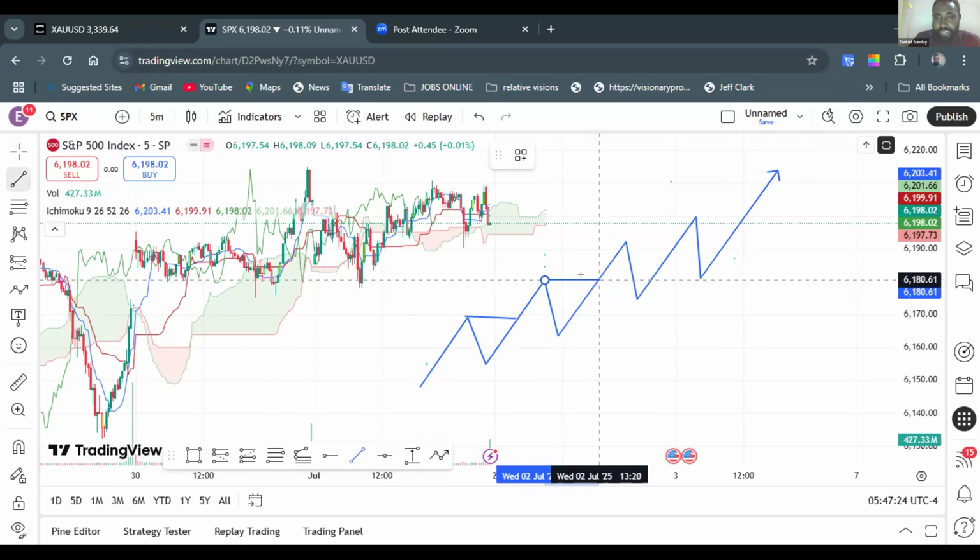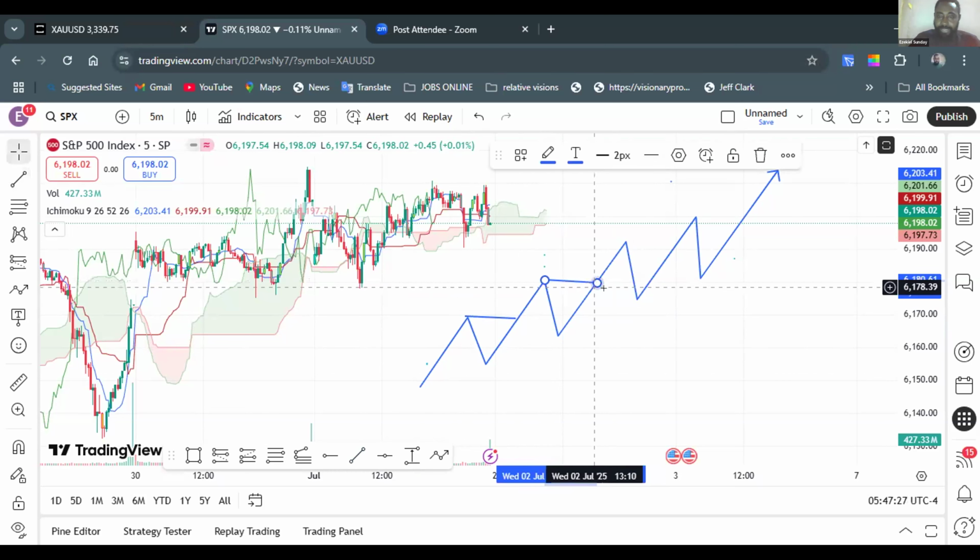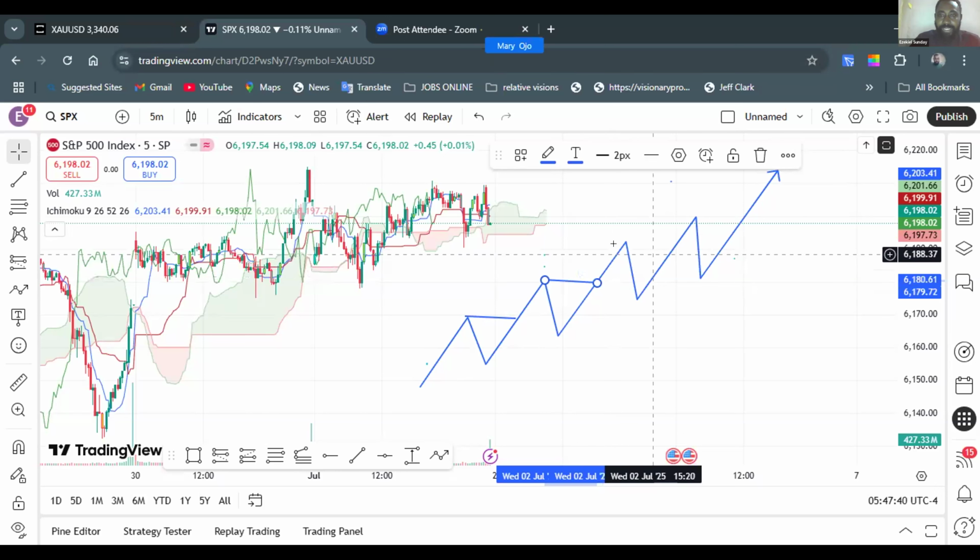And when the market is forming this, it has given you a pattern of what the market is likely going to do. And anytime the market is forming a higher high, higher low, you know that the market is giving you an uptrend and the market tends to buy.